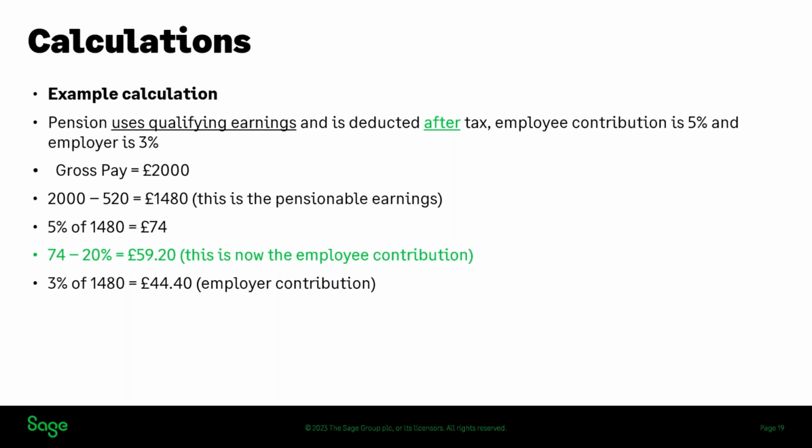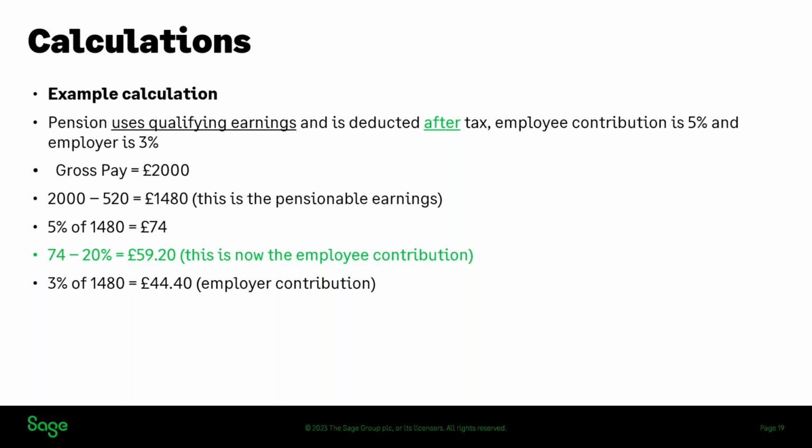Now, the next one, we've changed one thing, as you can see in green, and this is where it's now deducted after tax, which gives us an additional step in the calculation. Our gross pay again is going to be £2,000. So we also use qualifying earnings for this. And again, the employee is monthly.